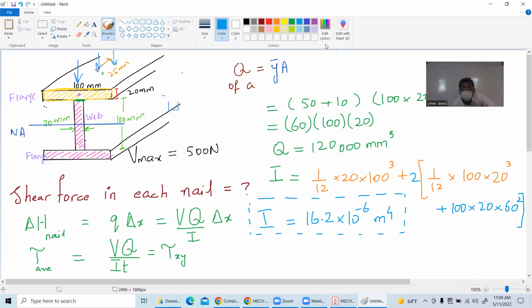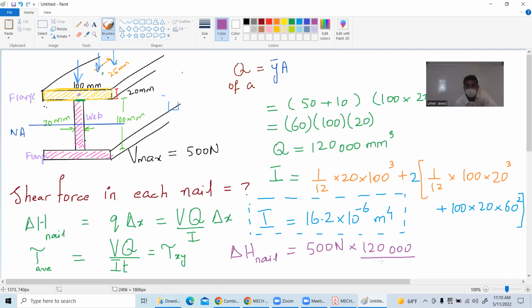Okay, then finish the question for me, everyone. Now, I have delta H naught is equal to V, which is given to me as 500 Newton, multiplied by Q, which I calculated as 120,000. That's 10 power 6, not 10 power minus 6. I converted into meter power 4.